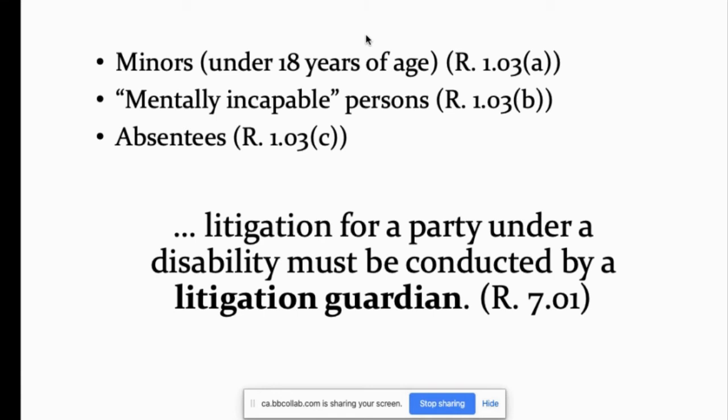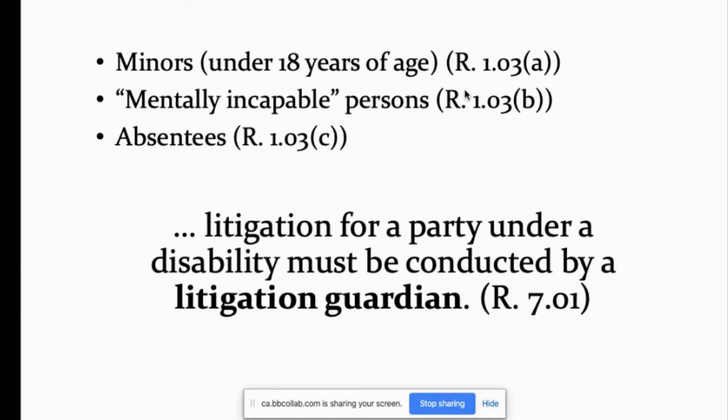In the case of a minor, it will usually be a parent, or in the case of an older person who may have Alzheimer's or something like that, it will often be an adult child of that person. And if there's a statement of claim that has to be issued on that person's behalf or a statement of defense, it's going to be their name on that pleading, saying, name, litigation guardian of the person under the disability.